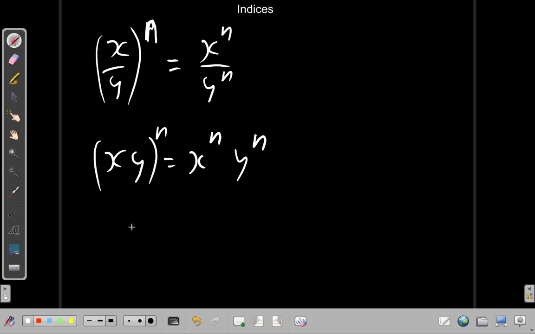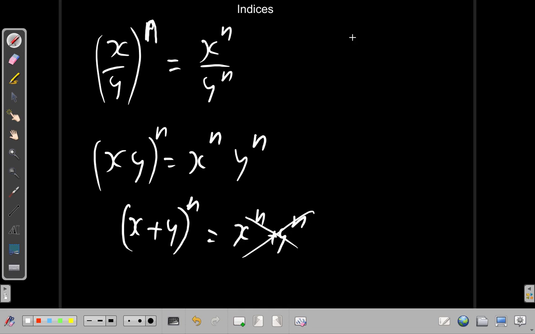Now, you don't do this when you are dealing with addition and subtraction. If you have x plus y to the power of n, one mistake that a student might make is to say that this is x to the n plus y to the n, but that would be wrong. It's like you have x plus y squared. It is not equal to x squared plus y squared. No, that doesn't work.